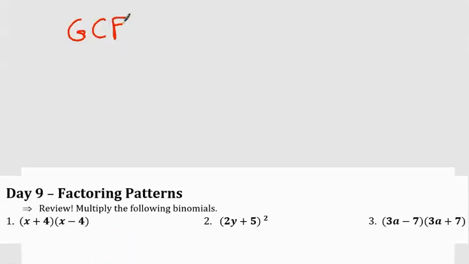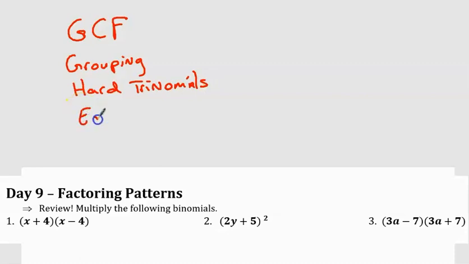So let's remind ourselves, greatest common factor. When we're looking at factoring patterns, we're looking to see how can we solve these. So we have greatest common factor, we have grouping, we have the hard trinomials, which means that we have the ax squared, and then we have the easy trinomials when it's just x squared or y squared and there's nothing in front of them. So day 9 is looking at the patterns and seeing what we are going to do to get things accomplished.